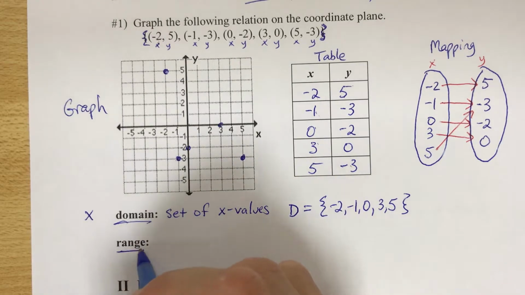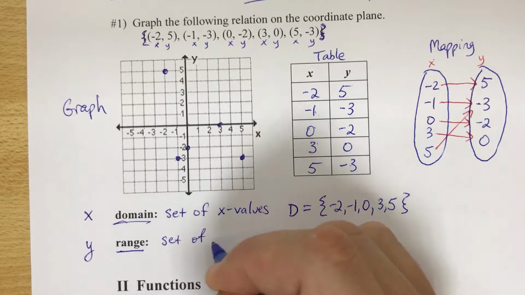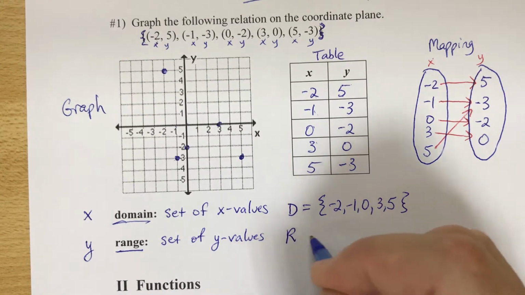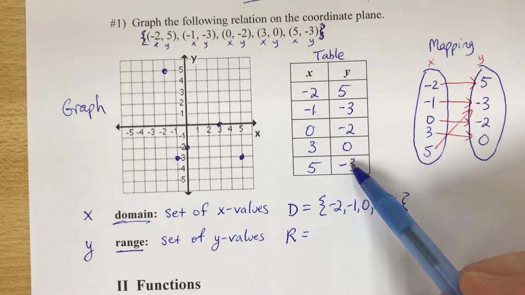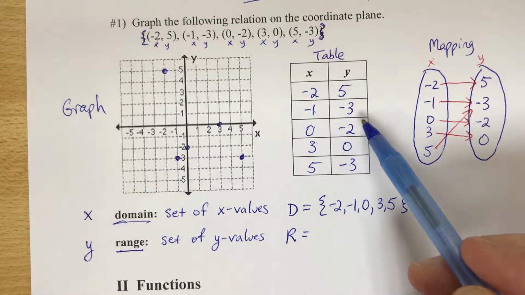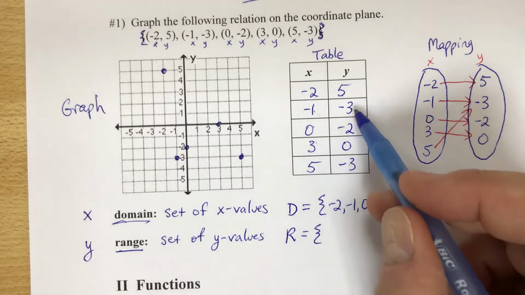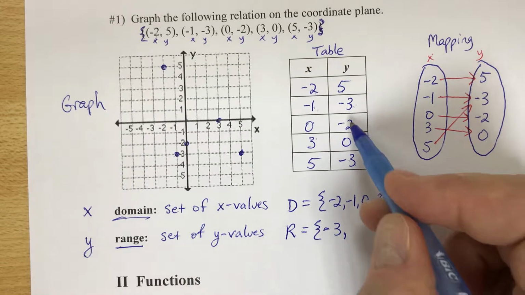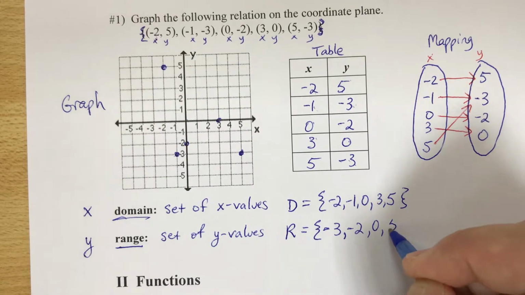When you hear the word range, we're thinking y. The range is the set of y values. We'll use capital R for the range. And the range, here are the y values that we put into the table. Now, I'm going to write these in order from smallest to largest. The smallest value is negative 3. Now there's two of them, but again, I only write it one time. So we have negative 3 and then negative 2. Then we have 0, and then we have positive 5.